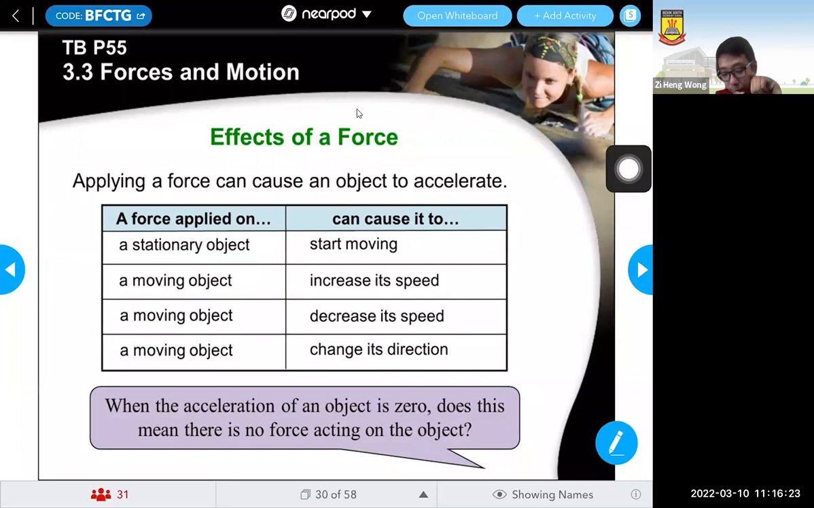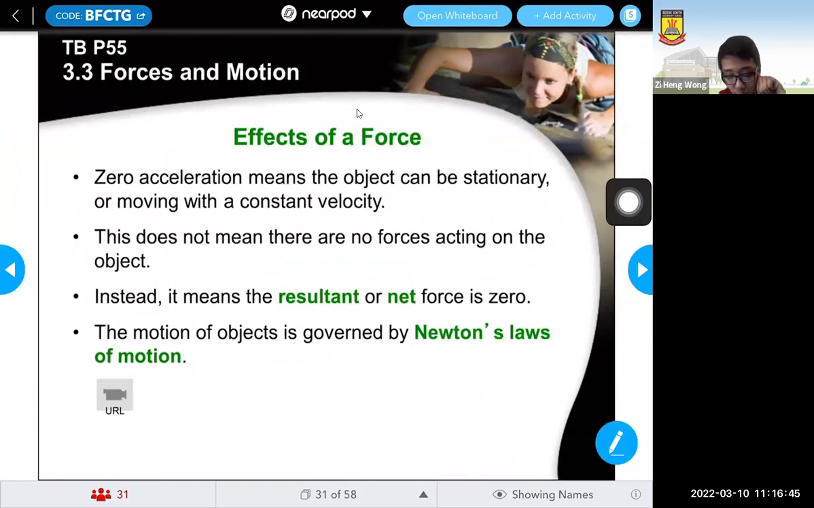Applying a force can cause an object to accelerate. If the object is stationary, it can cause it to start moving. If the object is moving, it can either increase its speed or even change direction. All these are considered acceleration. What happens when the acceleration of an object is zero? Does that mean there's no force acting on the object? This brings us to Newton's first law of motion.